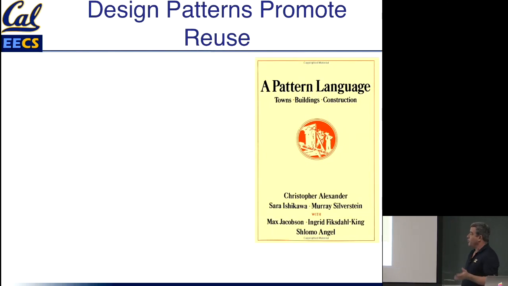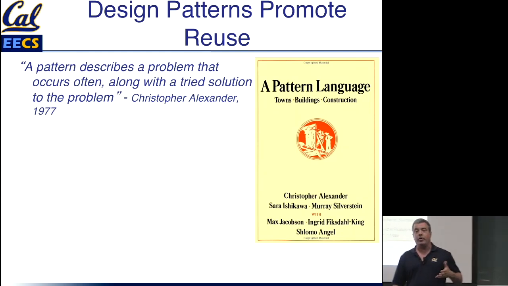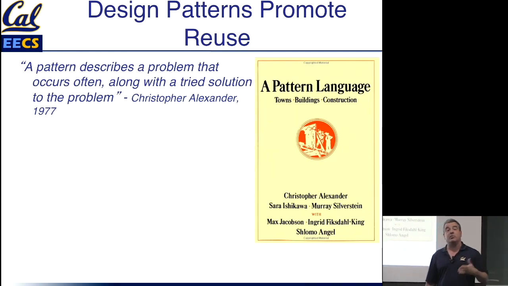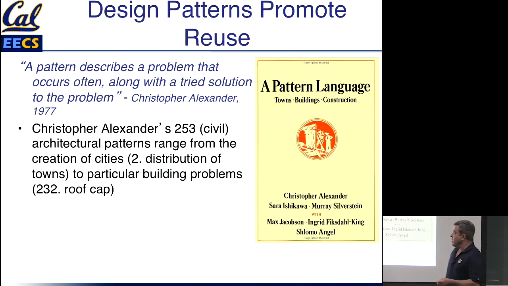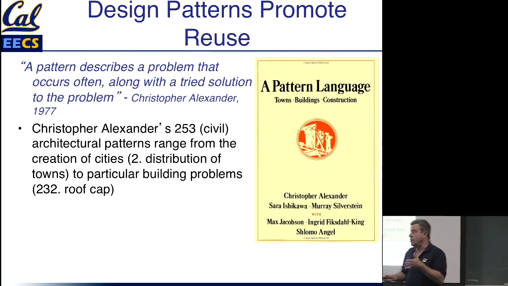Actually, the original idea of design patterns doesn't come from software at all. It comes from the field of urban architecture. This book, a classic in the architectural literature called A Pattern Language, was a way of describing tried and true solutions to problems that occur over and over, not necessarily identical, but similar to each other in a particular domain. And in this case, the domain was urban architecture. So the architect, Christopher Alexander, identified over 250 architectural patterns that solve various kinds of problems in how you plan the layout of cities, how you plan the architectural elements of different kinds of buildings.